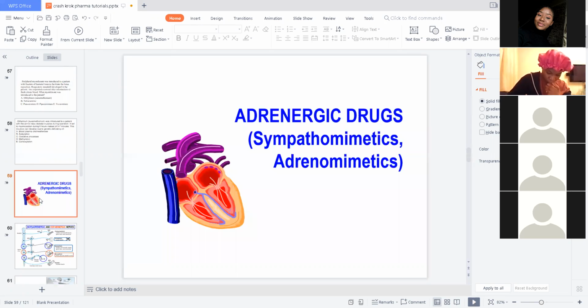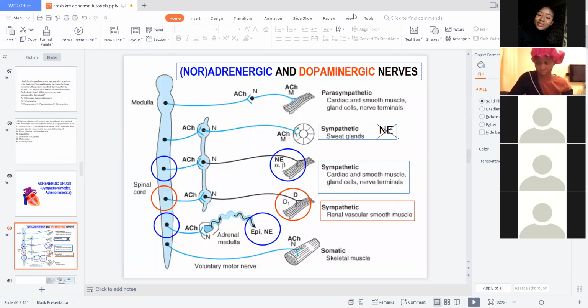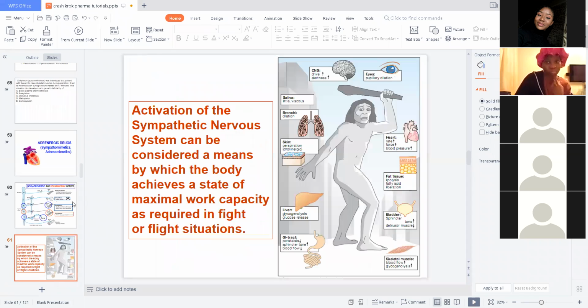Okay, we're moving on to a new topic. We're going to talk about adrenergic drugs now. For adrenergic drugs, we're going to be focusing on the sympathetic system, this part of the peripheral nervous system. The neurotransmitters we're going to be dealing with here are norepinephrine, epinephrine, and dopamine. The sympathetic system, we all know, is the fight or flight response.